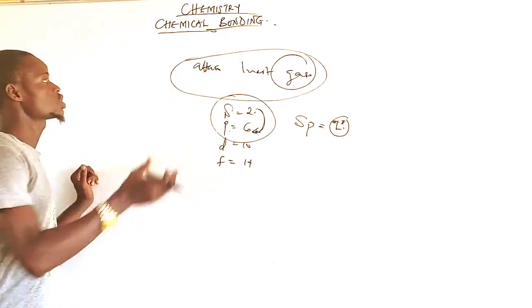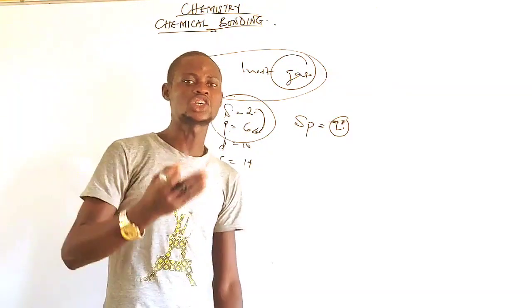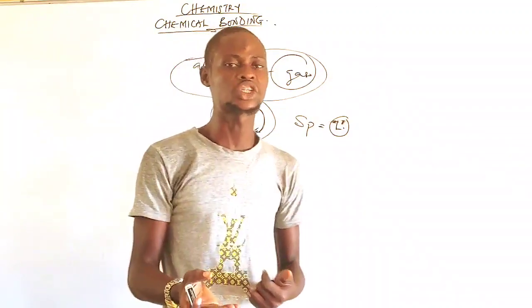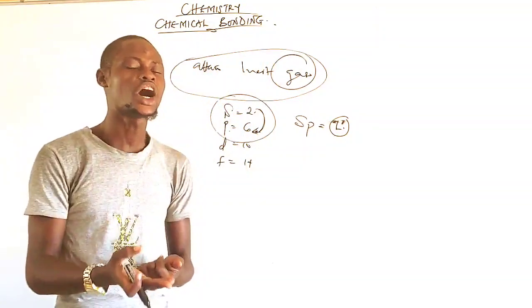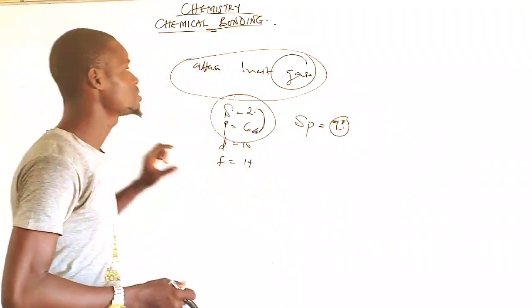Now, that's what brings us to what we call chemical bonding altogether. So chemical bonding is the loss, the sharing of electrons, or the transfer of electrons from one atom to another atom. That is what we call chemical bonding.